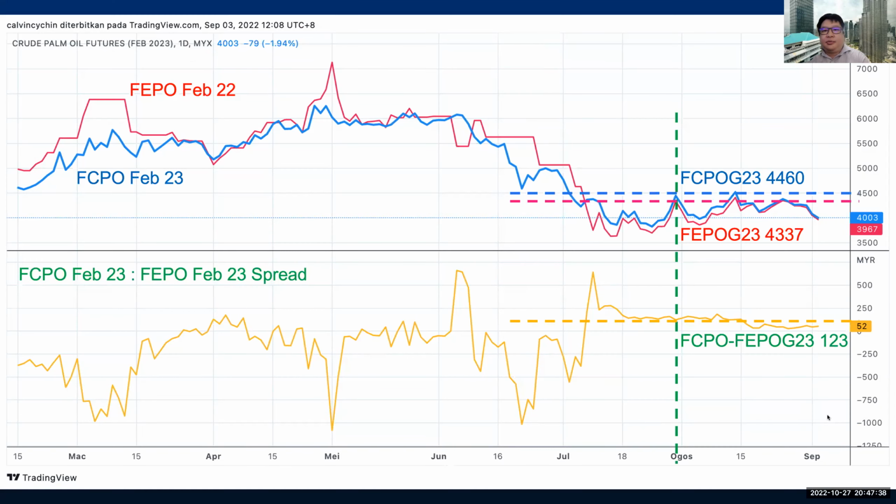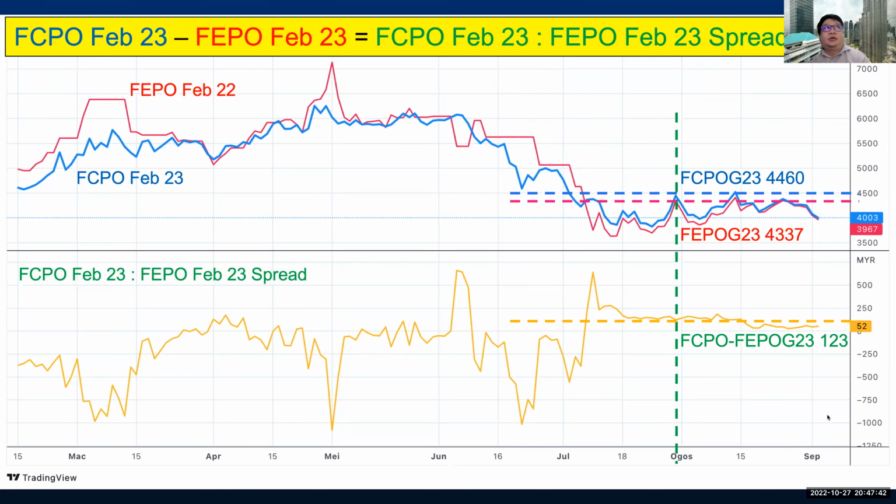Okay, another example. Basically, same formula: FCPO minus FEPO, then you get the FCPO and FEPO spread. In here, because the price movements are closer to each other, you get a smaller number. So you can see how we can profit from it.